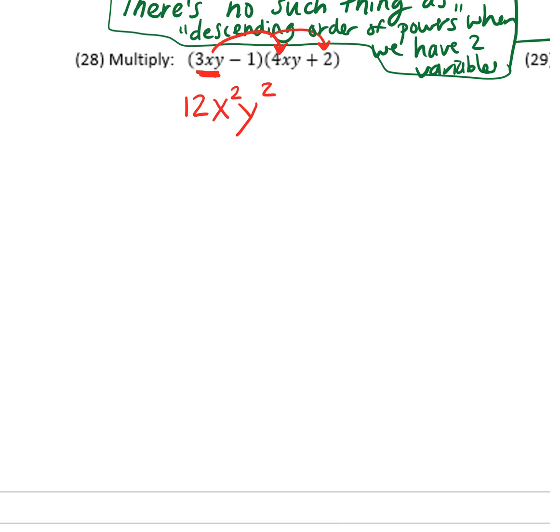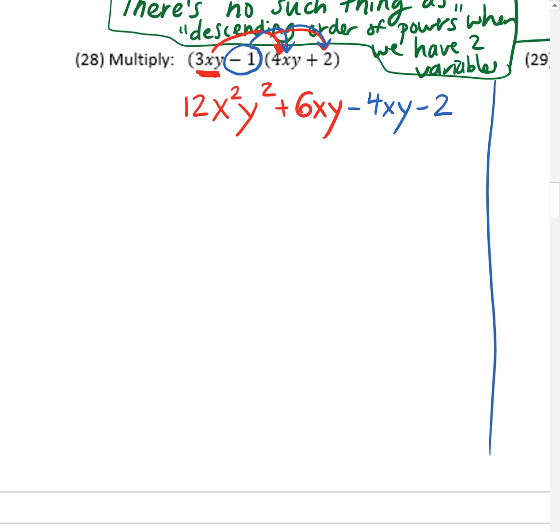And now I'm multiplying 3xy times 2. That's just really 6xy. And now I'm going to focus on the second term, a negative 1. He's multiplied by both terms in the second parentheses. Negative 1 times 4xy will be negative 4xy. Negative 1 times 2 will be negative 2. Alright, it looks like the two middle terms are like terms. But the first guy has no like term, so he'll stay as is. And the last guy has no like term. But the 6xy minus 4xy, that makes 2xy.